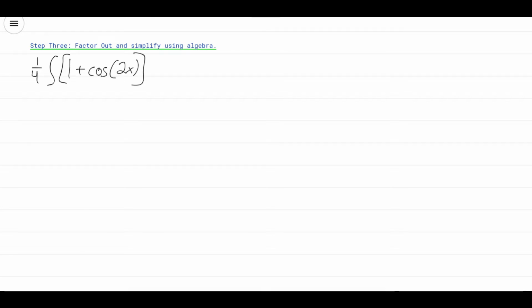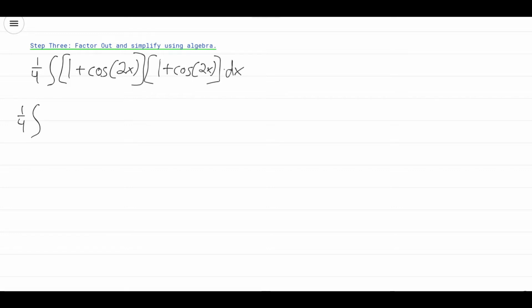Now we're going to factor it out and simplify using algebra. We had 1 plus cosine 2x over 2, and all I simply did right here was factor the 1/2 out of both of them, and I'm left with this right here. Since each one of them is being divided by 2, I factored out 1 over 2 times 1 over 2, which is 1 over 4.